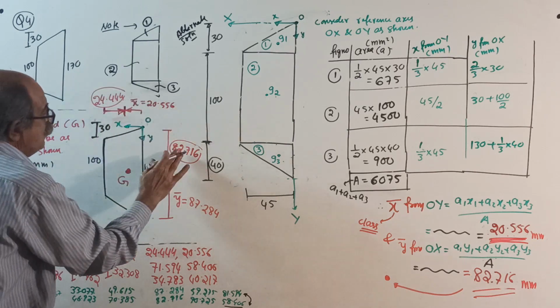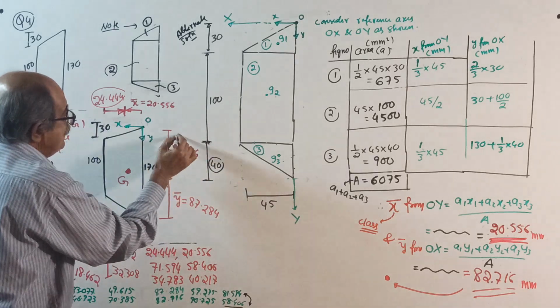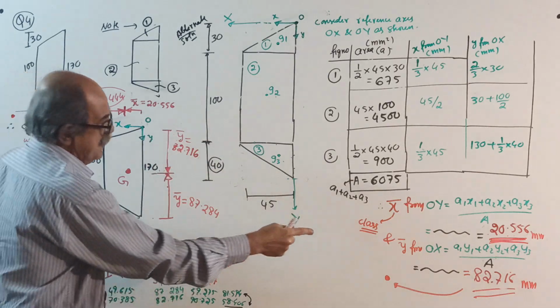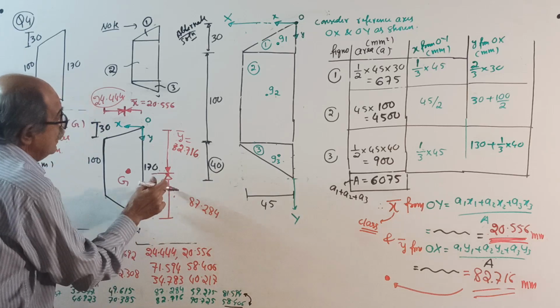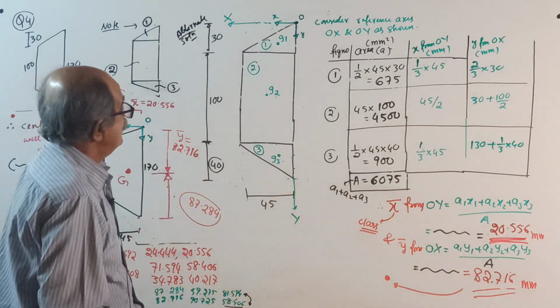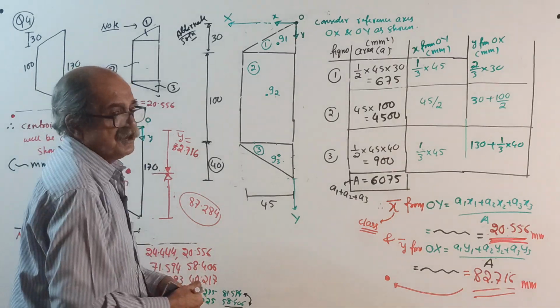You calculated. Now, see, this is your Y bar from top. How much did you get? 82.716. If you want from here, from 170, subtract to get the distance. Okay. The solution is completely over for question number 4.